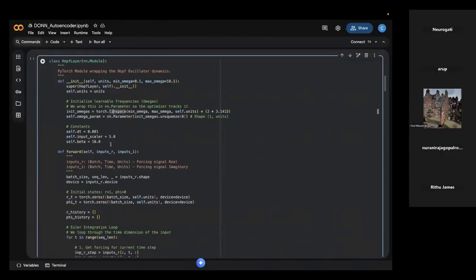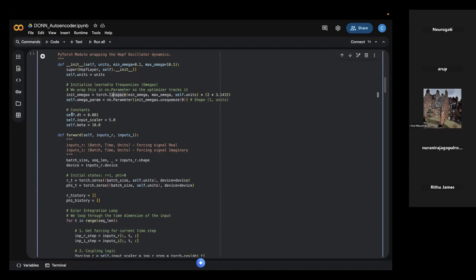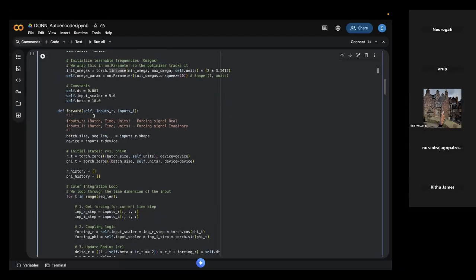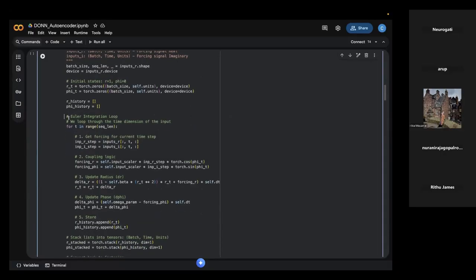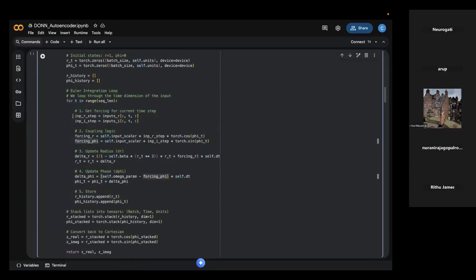These are initialized after running it for long times and everything. So the omega parameters are defined linearly between some small omega and a large omega, min omega and max omega. These are the parameters. dt is h, the amount of time for which we are calculating the next Euler update. And the forward propagation is basically we are solving the differential equation in this loop. If you are interested, you can read through this loop again. But for now, what we are doing is solving the differential equation using the Euler integration loop.